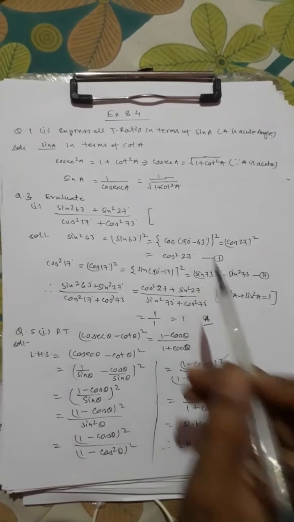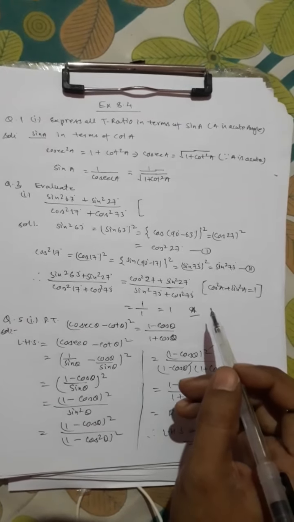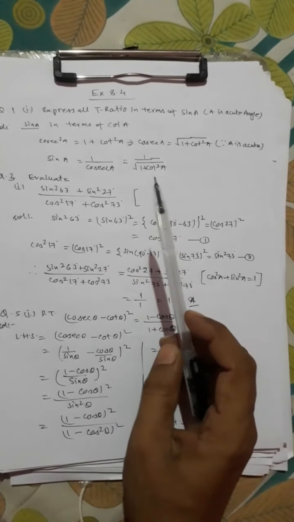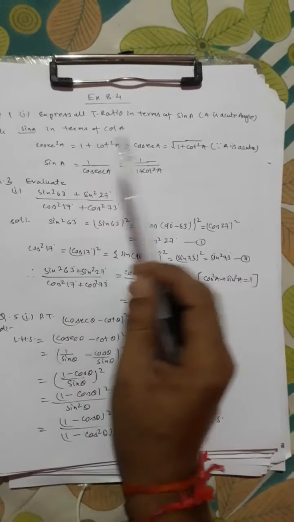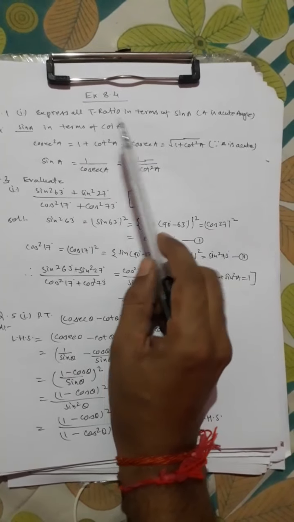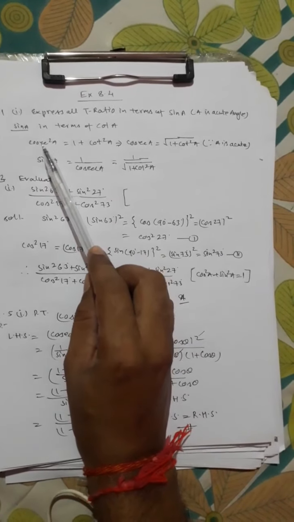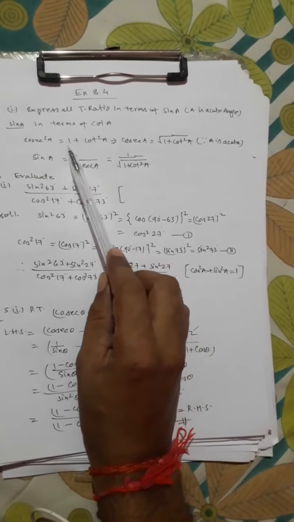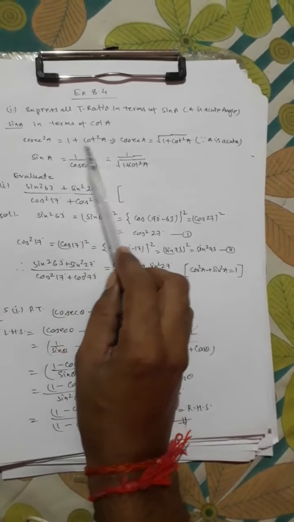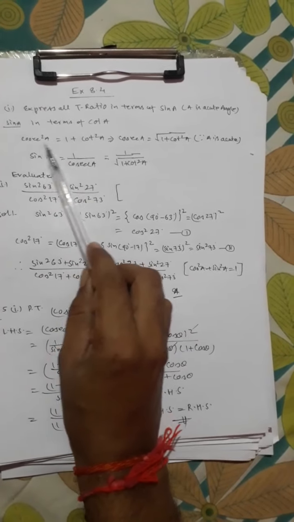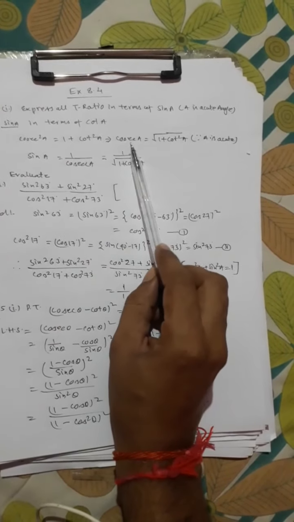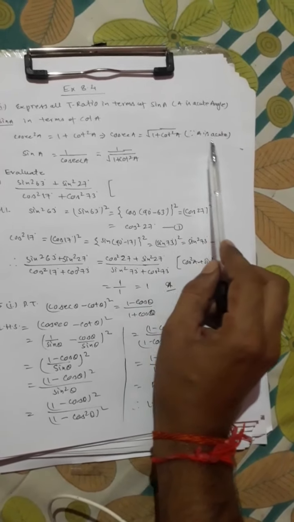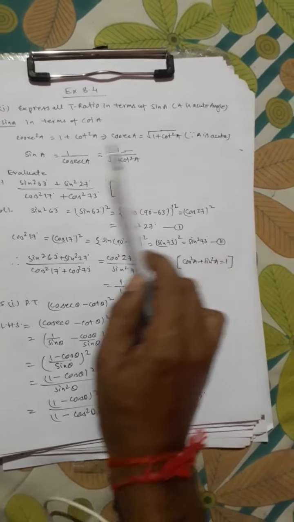So first question is express the trigonometric ratios sin A, sec A and tan A in terms of cot A. Here I am taking sin A in terms of cot A. We have a third identity, that is cosec square A equals 1 plus cot square A. We can take square root from both the sides, so cosec A equals under root 1 plus cot square A, where A is an acute angle.